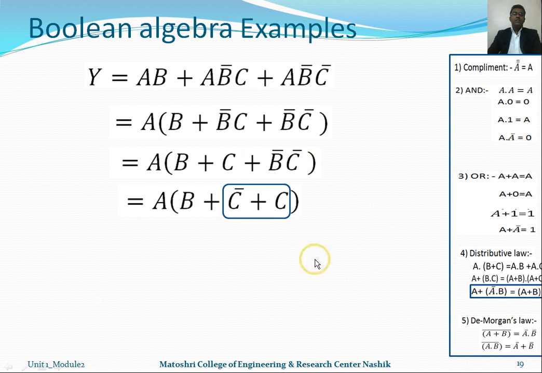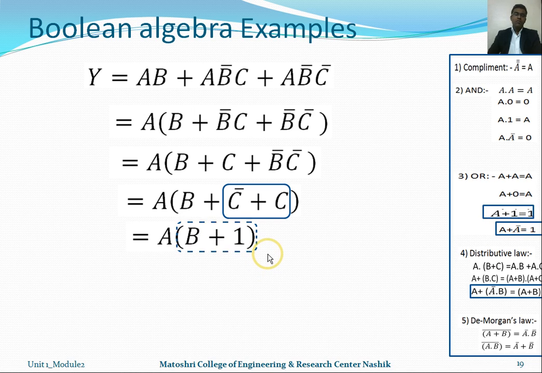Here it can be seen that C complement is ORing with C. From the rule that A ORing with A complement gives 1, similarly C complement ORing with C gives the output 1. Any input ORing with 1, from the third rule of OR, gives 1. A is ORed with 1, so we again get the output 1. B is ORing with 1, we get the output 1, and hence finally the output Y is nothing but A.